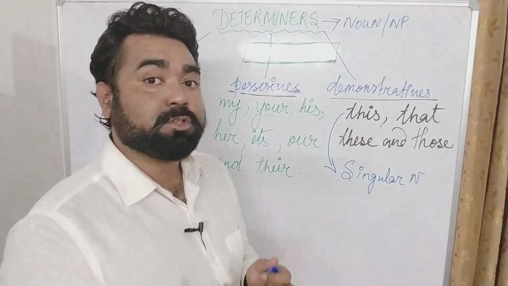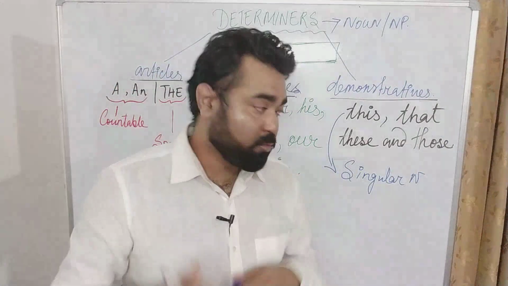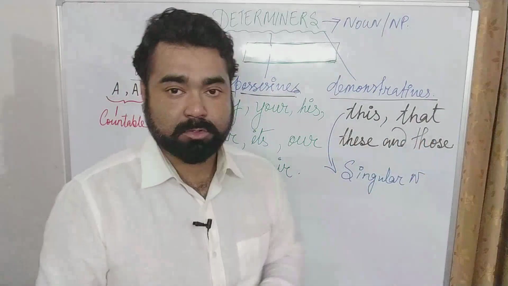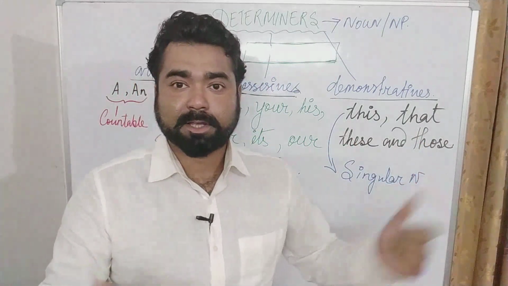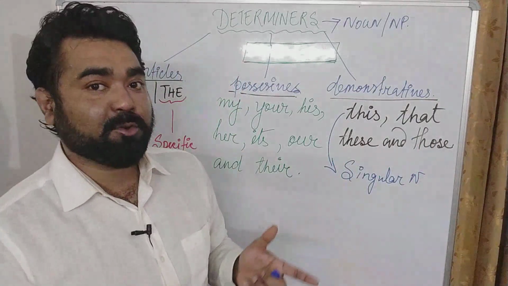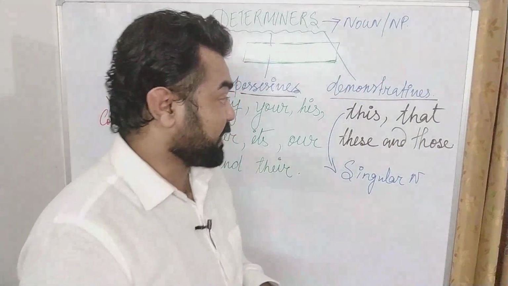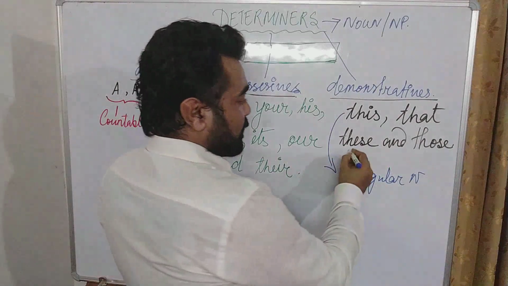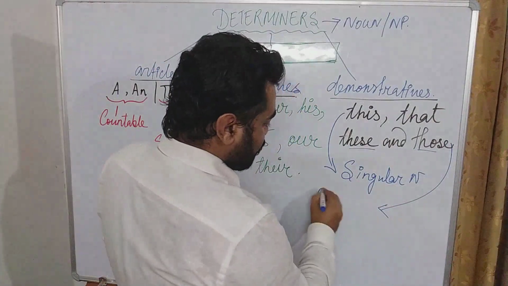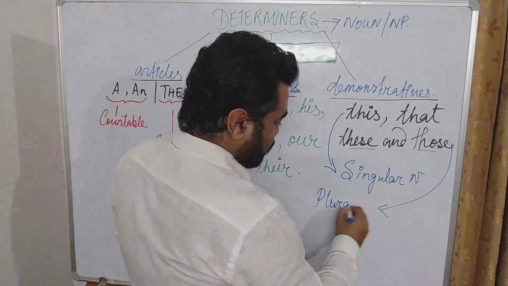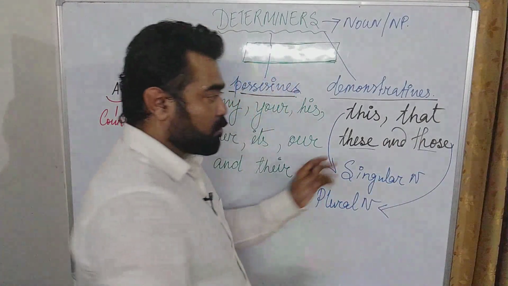So to use in front of plural nouns, we have these and those. These books, these boys were the naughty boys in the class. These girls did not do their homework on time. Sorry, I am giving all negative sentences. But these and those will be used for plural, okay? So you have to remember this, plural noun.